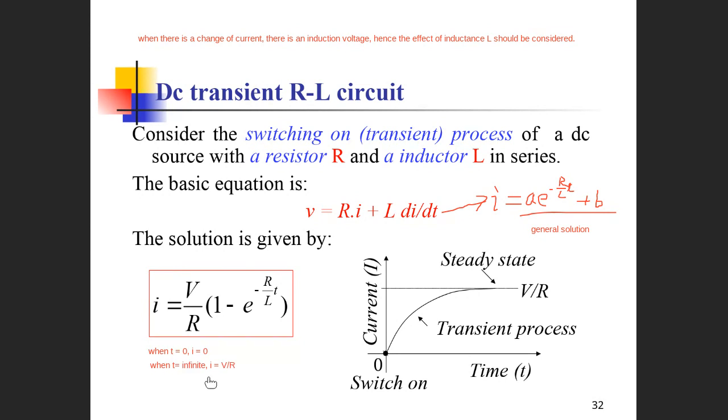Okay, so based on these two boundary conditions and these general solutions, one can find out the case for a switch on process of a circuit. So when you switch on the DC circuit, the current has a transient process like this.